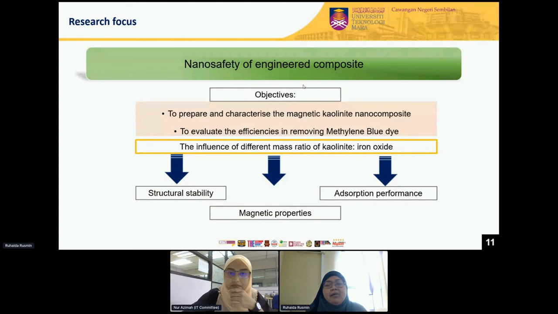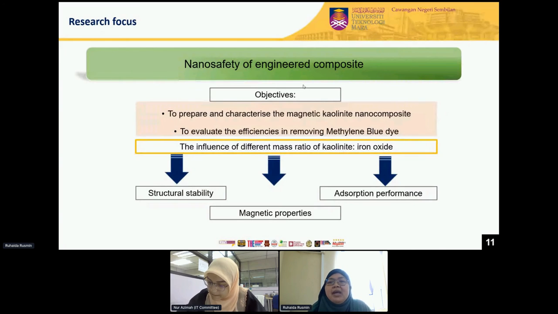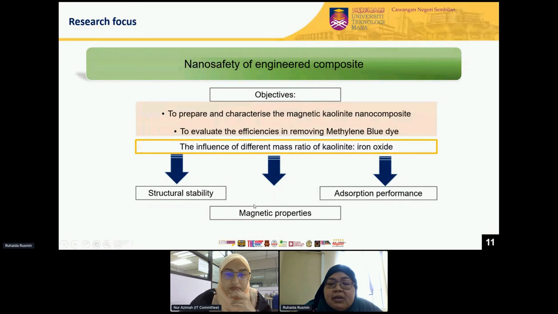Because of course in a composite it is very important for us to have a well optimized composition of the materials that constitute the composite. If the kaolinite is much higher but the iron oxide composition is very small, perhaps the aim of having magnetic separation may not be achieved. On the contrary, if the iron oxide composition is much higher, perhaps the functionality of the composite to remove the methylene blue dye may be reduced. So it is important for us to have good information about the suitable mass ratio, so that it will affect the adsorption performance, the magnetic properties, and also the structural stability.